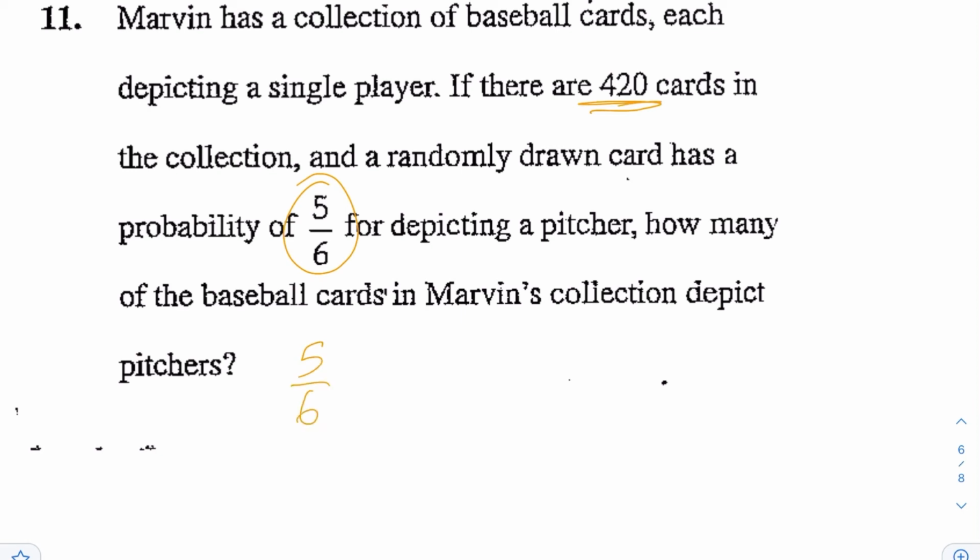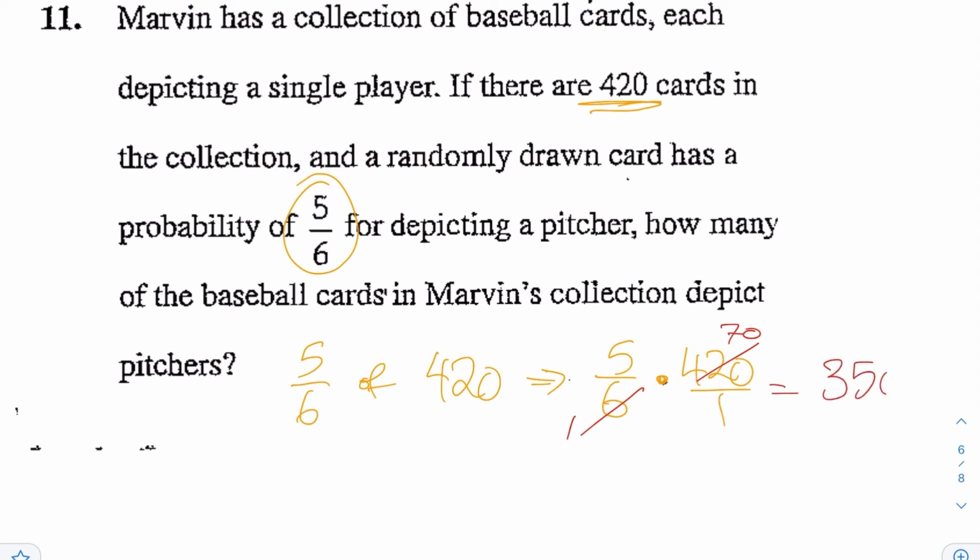So we have the part of the whole, and that really just turns into 5/6 times 420, or 420 over 1. It helps if you cross simplify. 42 and 6 cancel out for 70, and 70 times 5 is 350. So there are 350 pitchers in the collection.